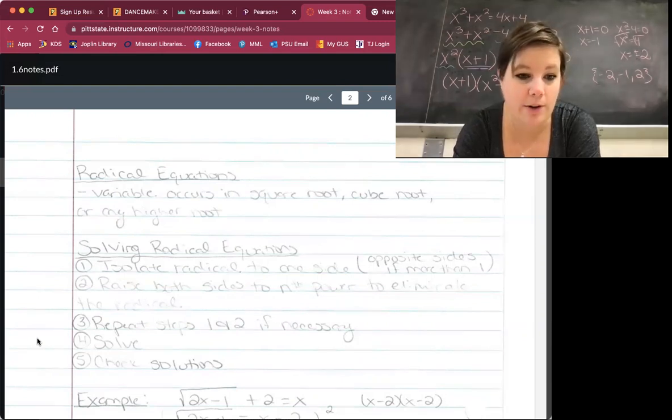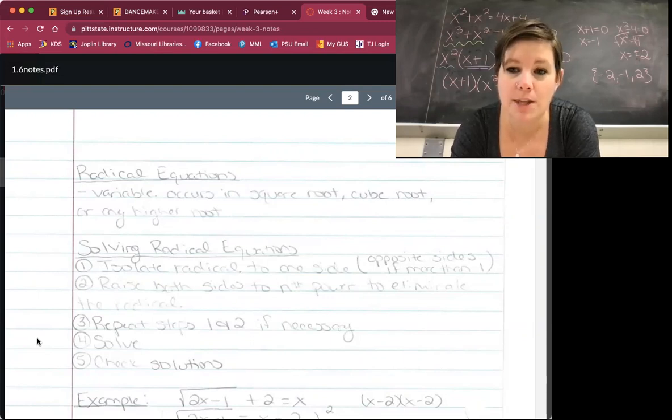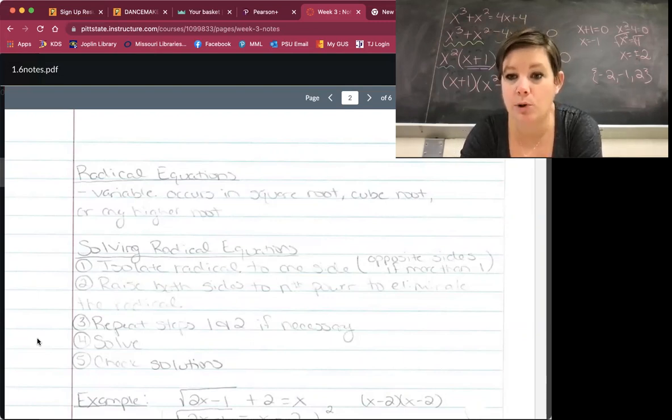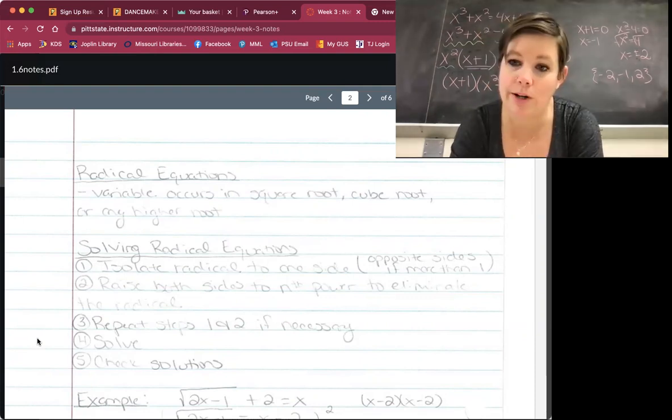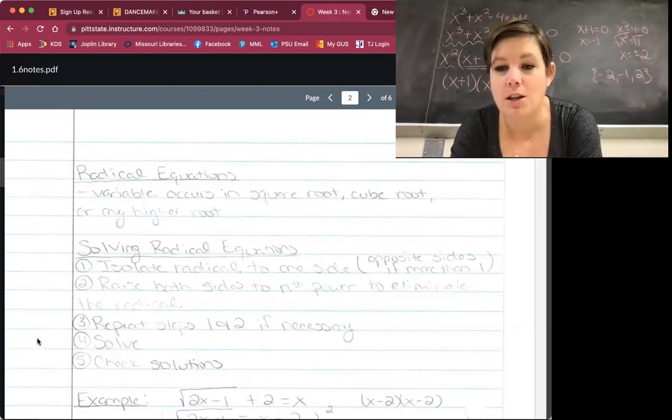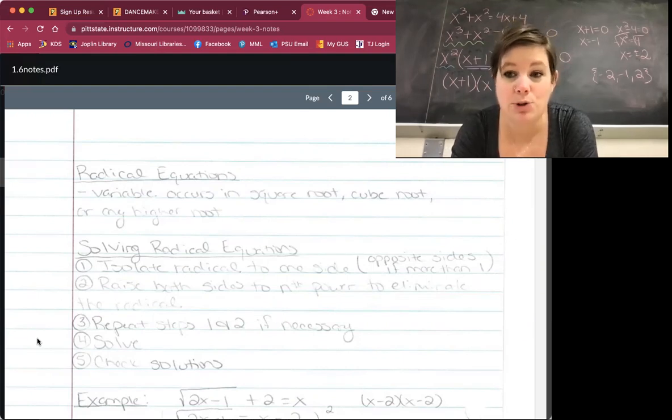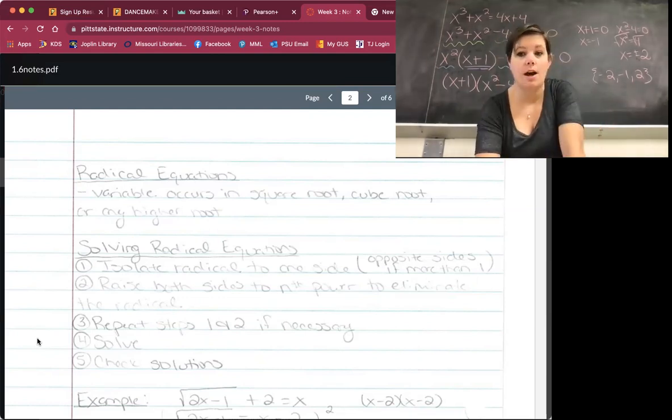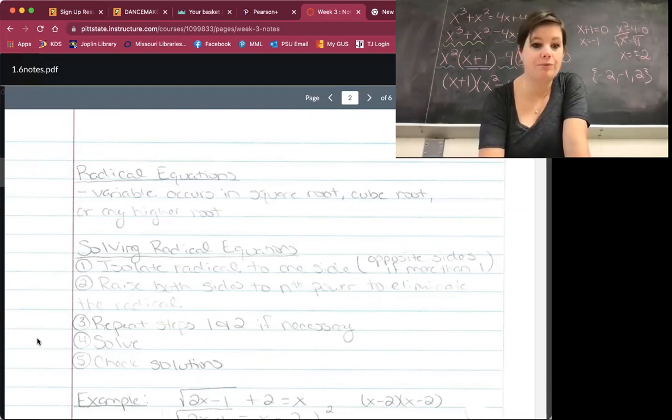After you've isolated your radical, you raise both sides to the nth power to eliminate that radical. So what that means is if our problem is a square root, to get rid of the square root, we square it. If our problem is a third root, then to get rid of the radical, we make everything to the third power, and so on. Now you keep doing those first two steps until you've eliminated all of your radicals. Once you've eliminated all your radicals, then you solve. Usually it's going to give you a quadratic equation. And so from the quadratic, then you can solve.